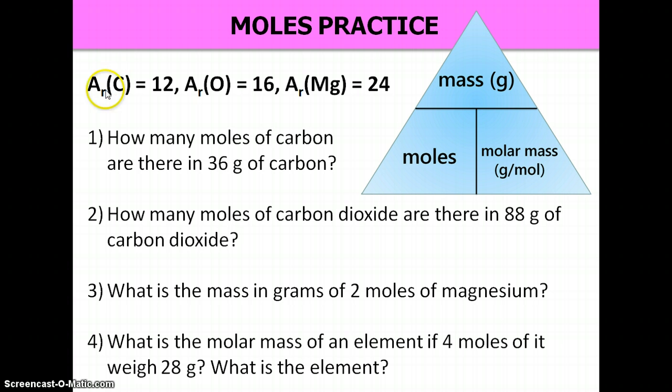So here's some practice. What I suggest you do is, I've given you the relative atomic masses up here. Remember, they're the same as the molar masses. Probably pause the video now, have a go at these, and then I'll take you through the answers.